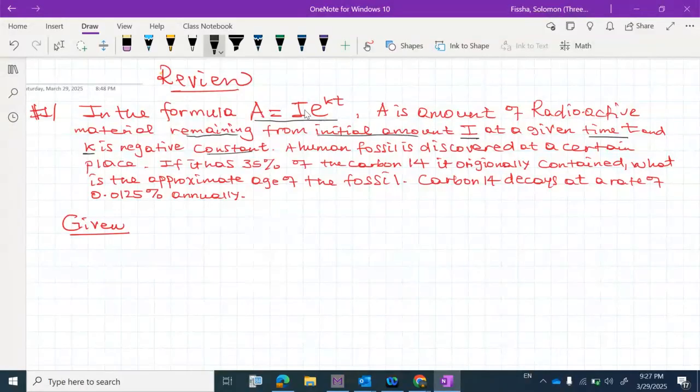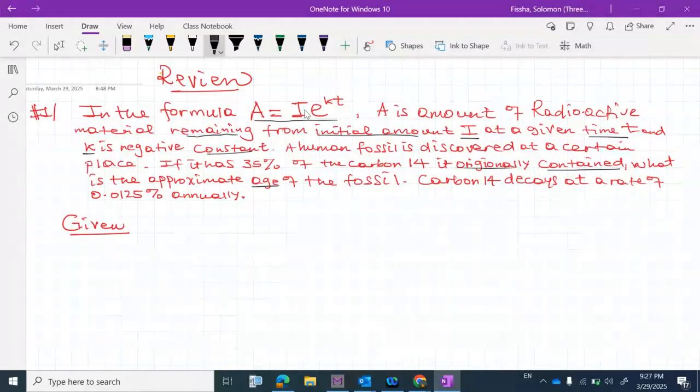So a human fossil is discovered at a certain place. If it has 35% of the carbon-14 it originally contained, what is the approximate age of the fossil? Carbon-14 decays at a rate of 0.0125 annually. All right, so in this problem, we have to be careful and try to sort out the givens first. So what's given is the following.